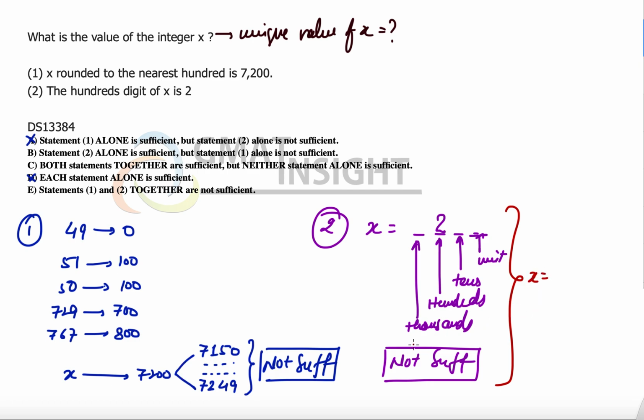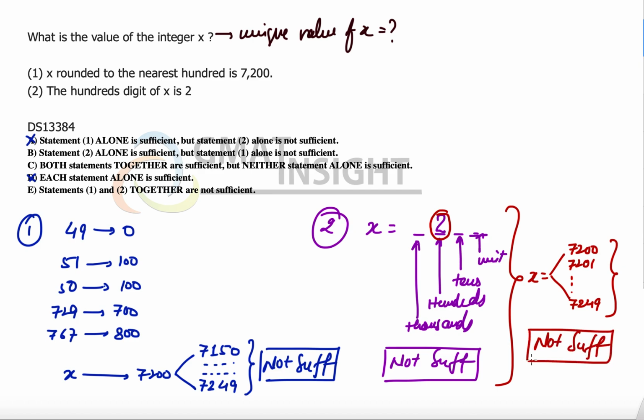Now x is bound to have the hundredths digit 2, because the second statement confirms that. But even then, the value of x could be anything from 7200 or 7201 or anything like that till 7249, because the first statement only gives us the rounding off. And even now we have many possible values of x. Therefore, even after combining the two statements, we conclude that the information is not sufficient to answer the question, and the answer becomes option E.